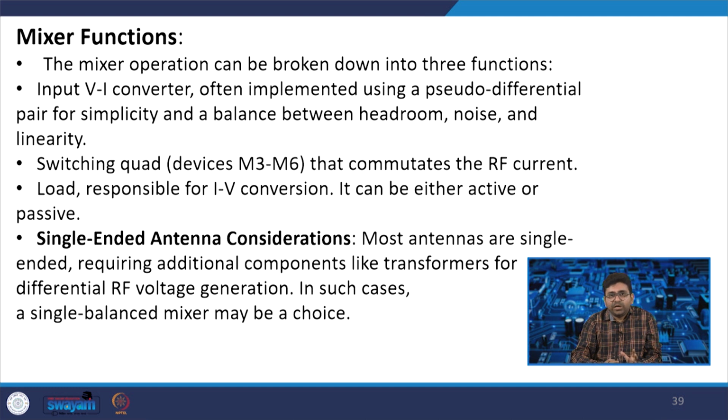It is a switching core, that is devices M3 and M6 that commute the RF current, and the load is responsible for current to voltage conversion. So, we have already seen the transconductance stage, switching stage and current to voltage conversion stage. This is almost there in all mixers, and the transconductance is driven by the RF, switching is done by the LO, and then you will have the current to voltage conversion.